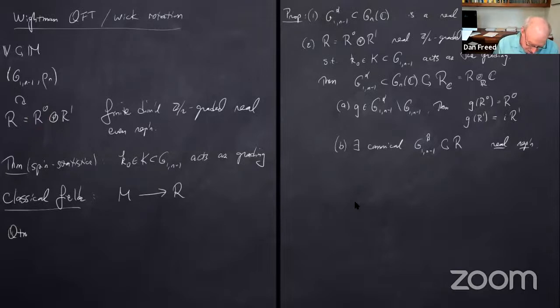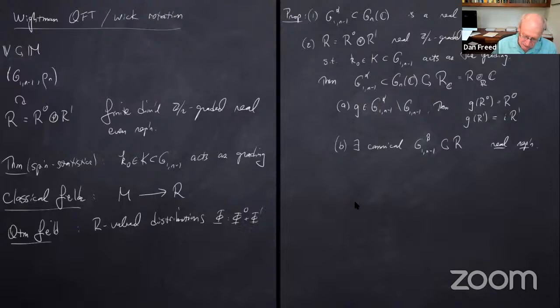So what's a quantum field? So these are R-valued distributions Phi, which again has an even part and an odd part, a bosonic and fermionic part, on this M, on Minkowski spacetime. And we also have a Hilbert space, which is again Z2 graded, the state space of the theory. And inside the even part, we have a vacuum.